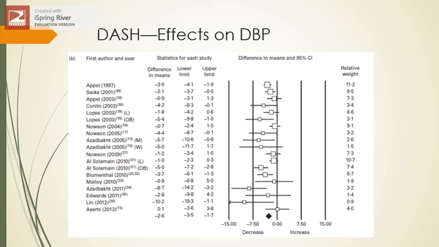For diastolic blood pressure, it looks really similar. Almost all of the studies found a reduction in diastolic blood pressure, but the average effect is a reduction of about 3 millimeters of mercury. So if your diastolic blood pressure is 80, it's going to drop it down to 77. So that's, it's something, but it's not a really large number.